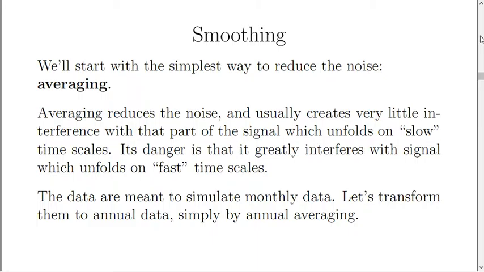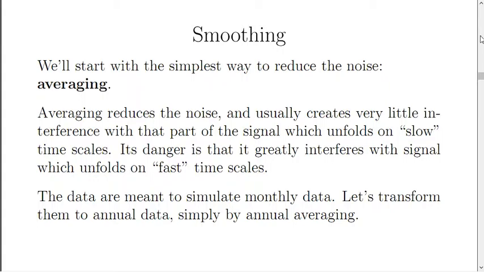We're going to take the time span of data, chop it into slices. Then we'll compute the average value within each slice and assign that to the average time during the slice. What averaging does is it reduces the noise, and it usually creates very little interference with the part of the signal which unfolds on slow timescales. A danger is that averaging can greatly interfere with signal which unfolds on fast timescales. In fact, if the length of time over which you average is longer than the time scale of the signal, you're going to make that signal disappear.